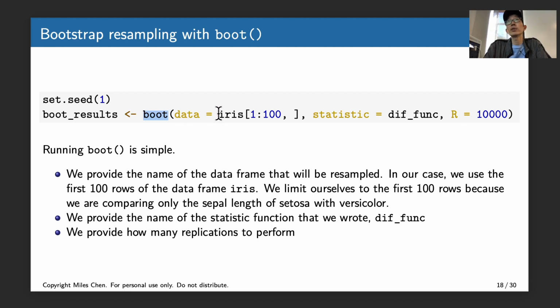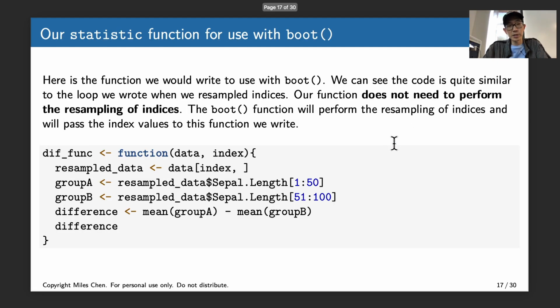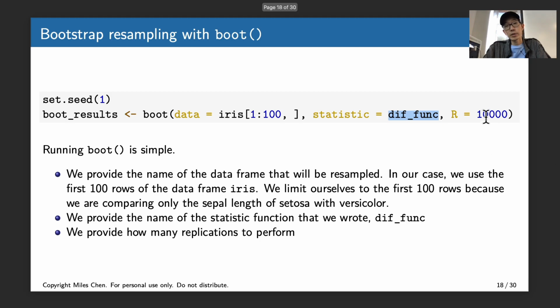I say the data I want to work with are just the first 100 rows because I'm only interested in my two species, setosa and versicolor. And then I say the function that we're going to use for a statistic is this difference function that I wrote, and I want to do 10,000 replicates. So that's what we do.